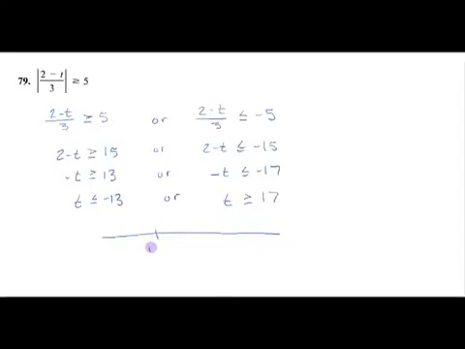Again, when I'm graphing this, then I have t is less than or equal to -13, or t is greater than or equal to 17. That gives me interval notation of -infinity to -13 union 17 to infinity.